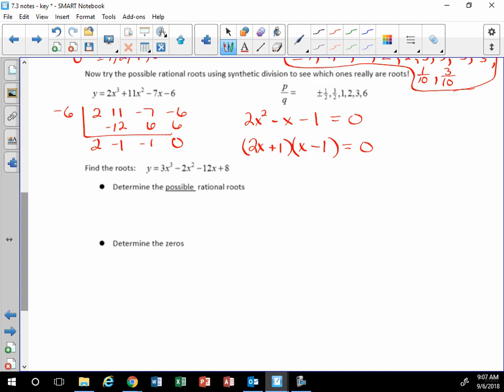All right, so from here, what does x have to equal? Like, what are my solutions? -1/2, good. What else? 1. And then what solution did we find with synthetic division? -6, okay?